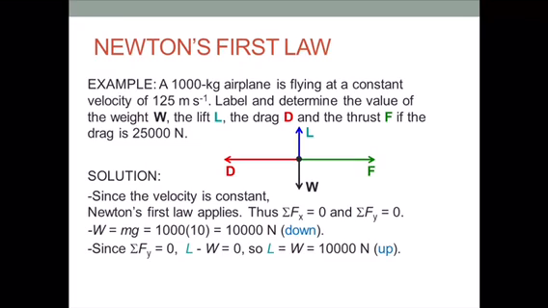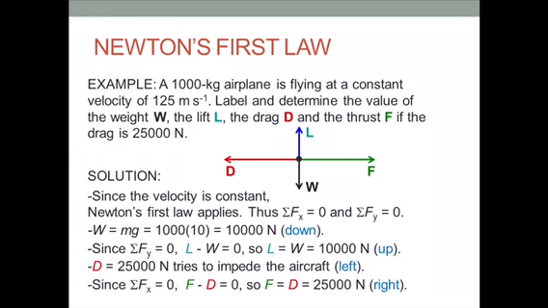Since we know that the vector sum of all forces in the vertical direction is 0, lift minus weight has to equal 0. So the magnitude of lift equals the magnitude of weight, which would make lift equal to 10,000 newtons in the upward direction. We know that drag is 25,000 newtons, and we know that it tries to impede the aircraft, as it's similar to the friction force. So we can say that D equals 25,000 newtons to the left.